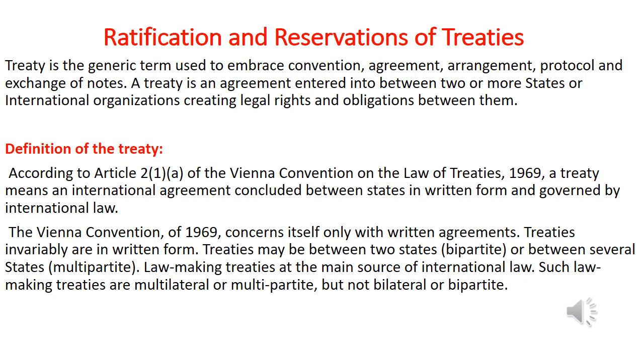Treaty is the generic term used to embrace convention, agreement, arrangement, protocol, and exchange of notes. A treaty is an agreement entered into between two or more states or international organizations, creating legal rights and obligations between them. This is the definition of a treaty. We have two kinds of treaties, bilateral treaties and multilateral treaties. As we already know the definition from the previous video, let us skip and go to the next slide.